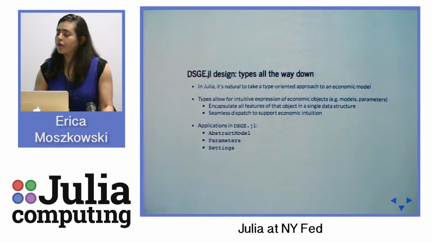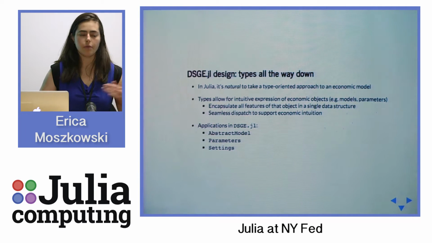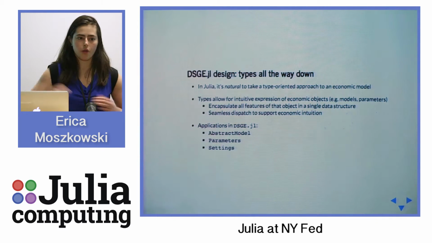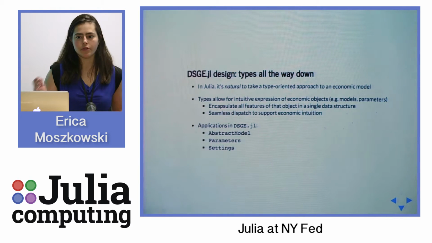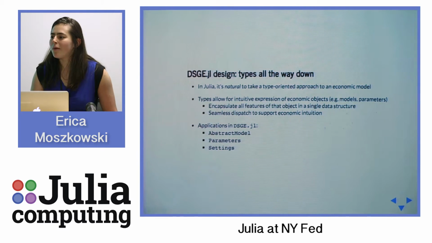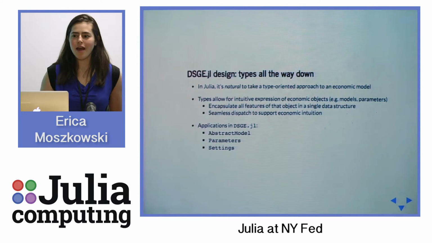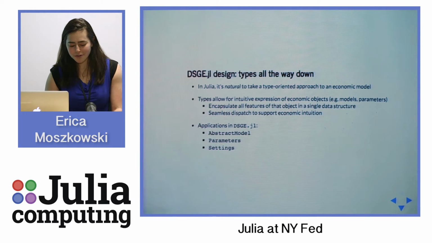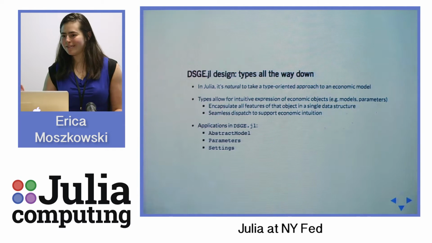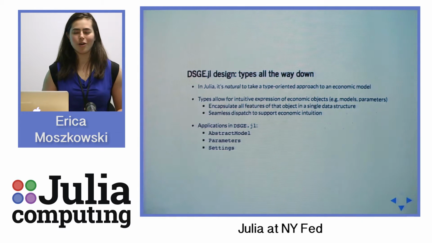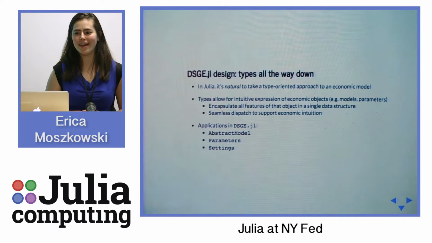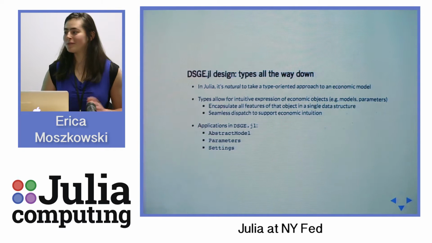And another big reason that we have such a huge performance improvement is that we're using types all throughout the DSGE.jl code base, which is not a surprising thing to say in this room, but it is a very surprising thing to hear if you're an economist and you don't know what types are. So we actually ran a seminar at the Fed: what are types, what is Julia, how do you define types?